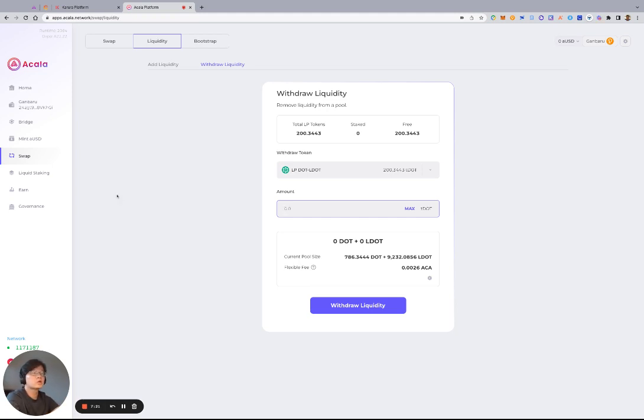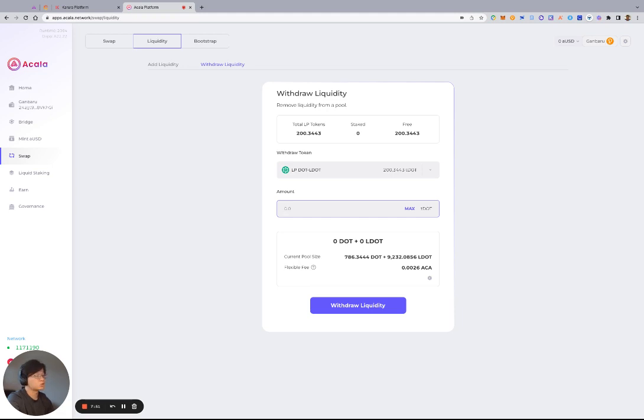So that's pretty much it around how to contribute liquidity, because we are still in the soft launch period. There's a few things that we are currently working on. Number one, also making tDOT a collateral type to mint aUSD. And number two is we are working on finalizing the incentive program for tDOT.